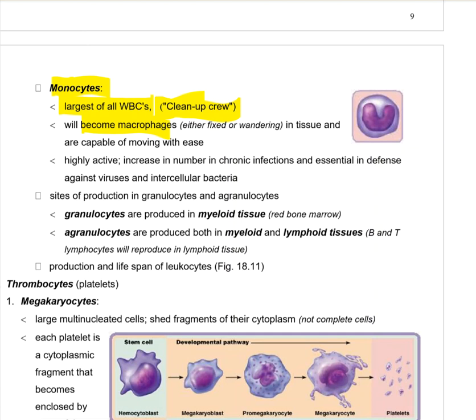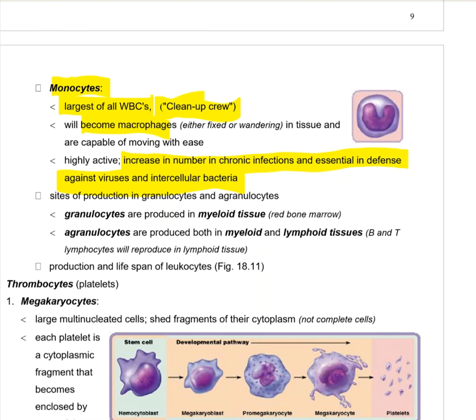and kind of clean up. So we see these a lot, an increase in number, in chronic infections. All right, so in viral and bacterial chronic infections, we see a lot of monocytes usually.